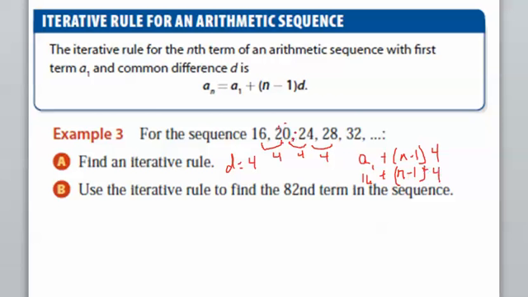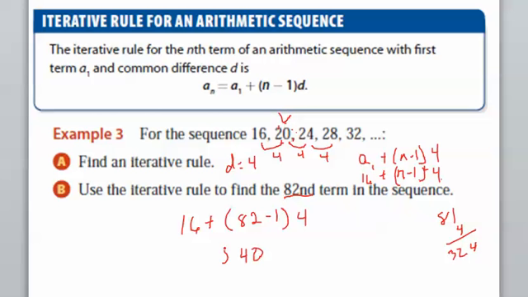Now, if I want to find the 82nd term, not a problem. I'm going to take 16 plus 82 minus 1 times 4. 82 minus 1 is 81. 81 times 4 gives me 324. So I'm going to take 16 plus 324 and get 340. So my 82nd term, a sub 82, would be equal to 340.